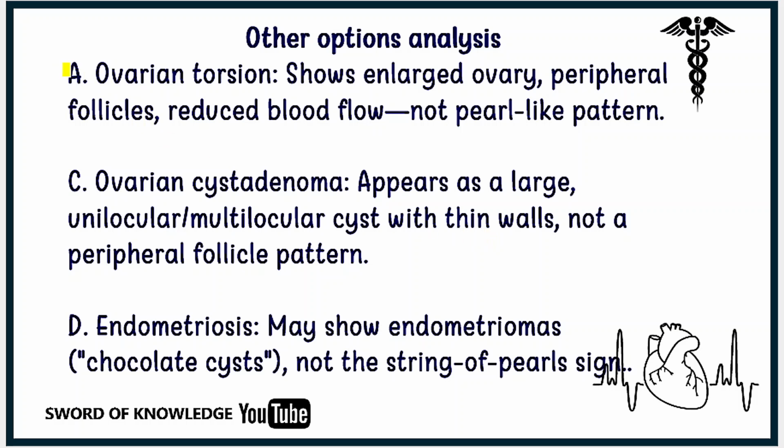Our option A was ovarian torsion. Ovarian torsion presents with enlarged ovary, peripheral follicle, and reduced blood supply, not the pearl-like pattern. And option C was ovarian cyst adenoma. It appears as a large unilocular or multilocular cyst with thin wall, not the peripheral follicle pattern that is typical for PCOS. And endometriosis, in endometriosis we see endometriomas, which are also called chocolate cyst. So when you see chocolate cyst, this is endometriosis.